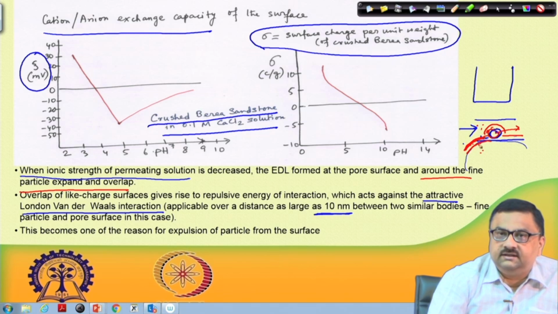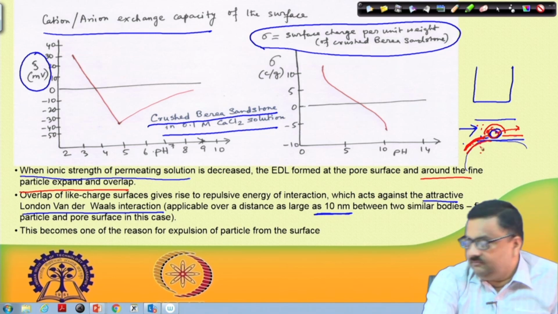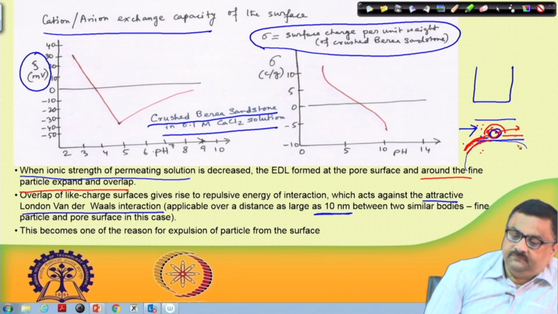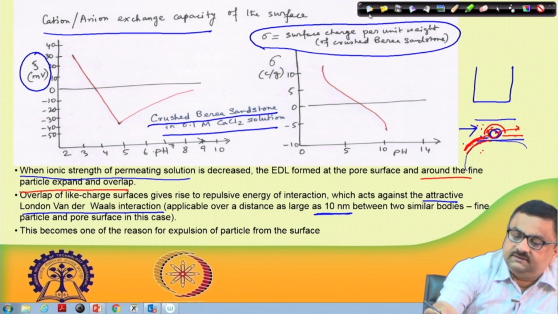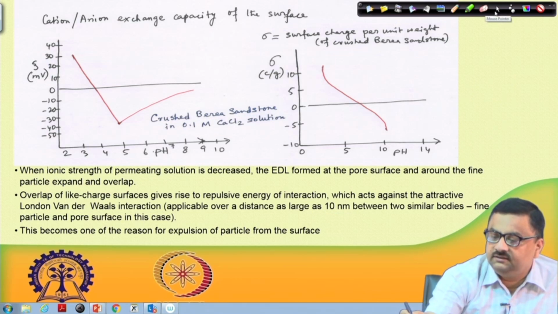So, that is the reason why there is always a possibility that when you inject something inside a porous medium, a particle may get dislodged from the wall. This is one such reason cited for migration of fines.